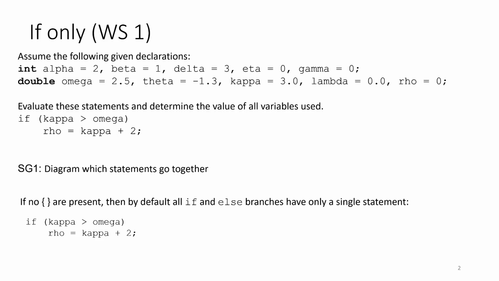Subgoal 1 is to diagram which statements go together. In Java, if there are no open or closed curly braces, then by default, all if and else branches only contain a single statement. So when diagramming this, the one statement assigning a value to rho is the only statement under the if.